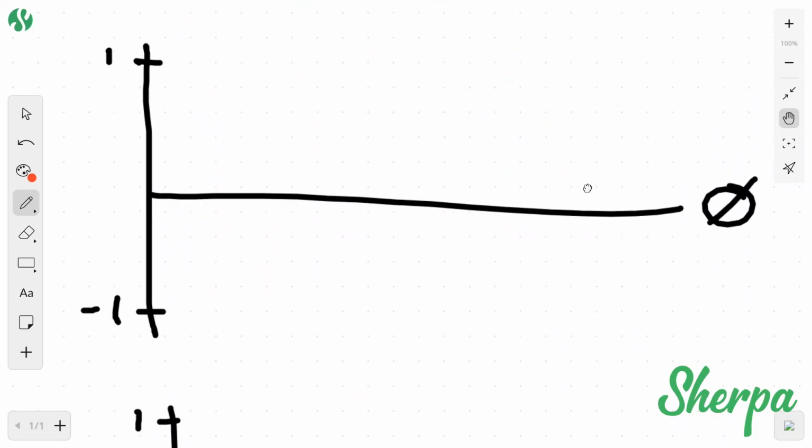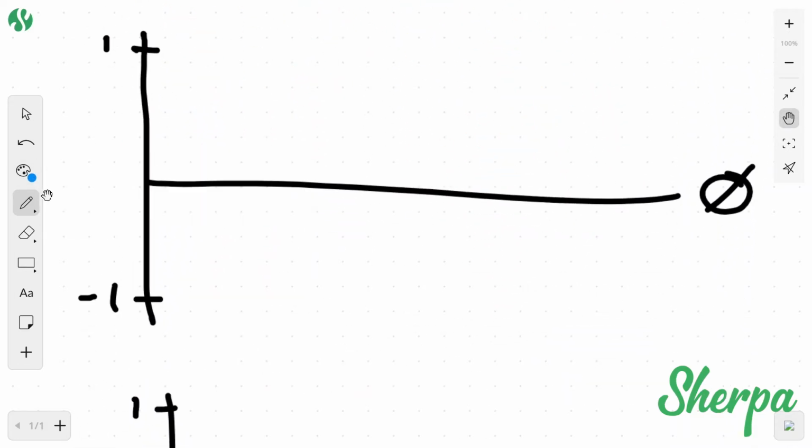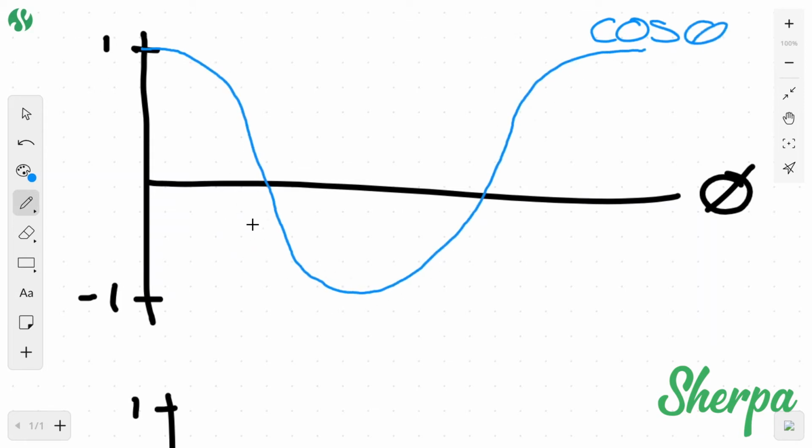Now with the cos wave, this is almost identical, but instead of starting from 0, we start from 1. So cos 0 will equal 1, cos 180 will equal -1. And then cos 90 is 0, and cos 270 is 0. This is exactly the same as the sine wave, it's just been shifted by 90 degrees.